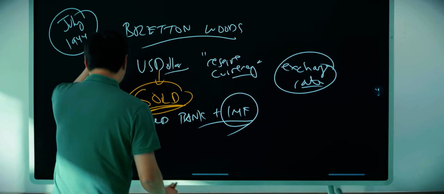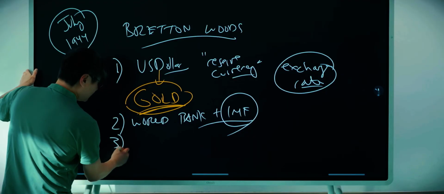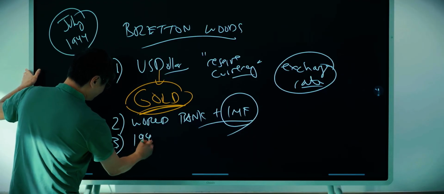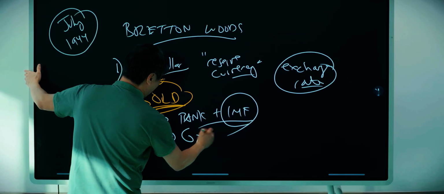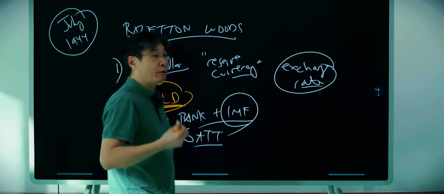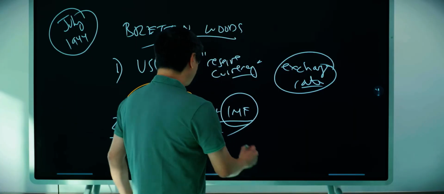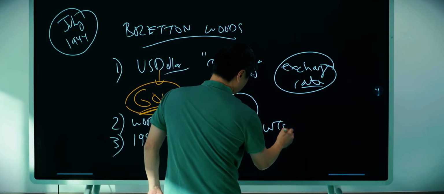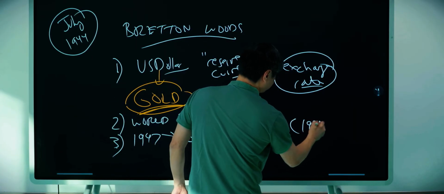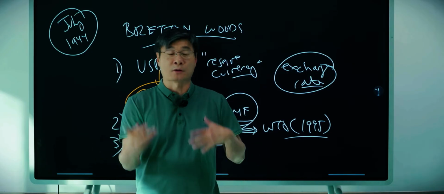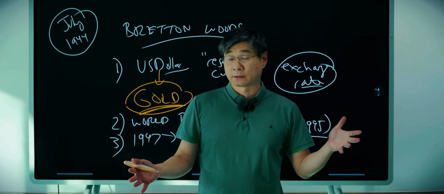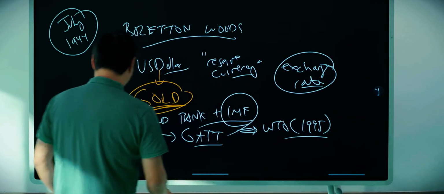Okay, then in 1947, they create something called the GATT, okay? The GATT is a General Agreement on Tariff and Trade. So this is the WTO basically, okay? That's changed into the WTO in 1995. All right? So it's basically an agreement on free trade. Right? Does it make sense? 1973.